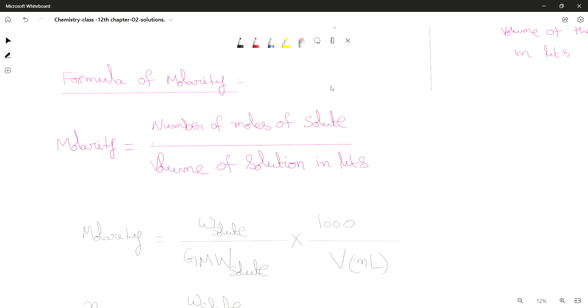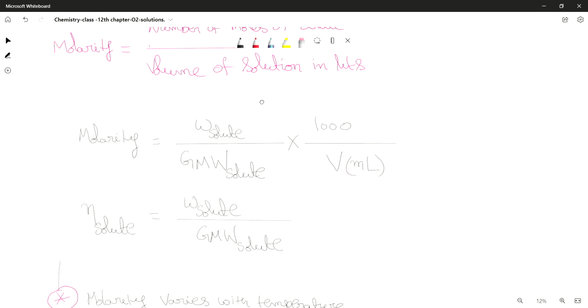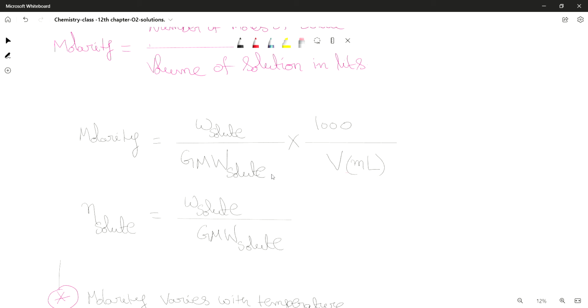What is the formula of molarity? That is the next one. So the formula of molarity is the number of moles of solute divided by the volume of the solution in liters. And now the molarity is weight of the solute divided by gram molecular weight of the solute. This is the formula which you can use straight away. Gram molecular weight of solute accounts for the number of moles of solute multiplied by 1000 divided by V mL. This is how you can do.